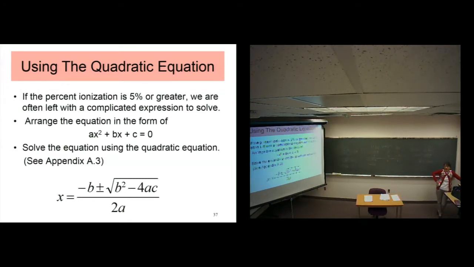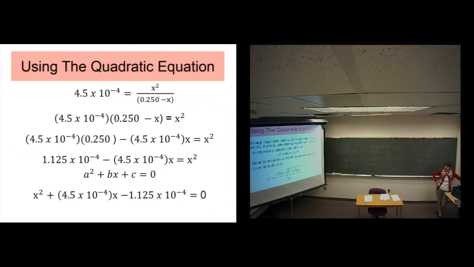Yeah. So wait, there's more slides about this. So okay, the first one, that's my Ka is equal to 2.5 minus x. Everybody see that? Okay, so I have to simplify that. So I'm going to take the 0.25x and multiply it by the 4.5 times 10 to the minus 4, is equal to x squared.